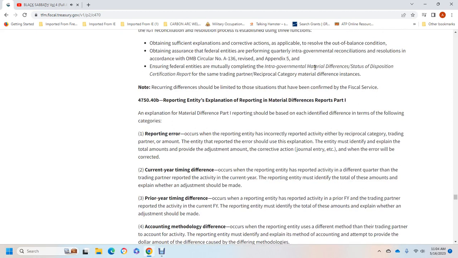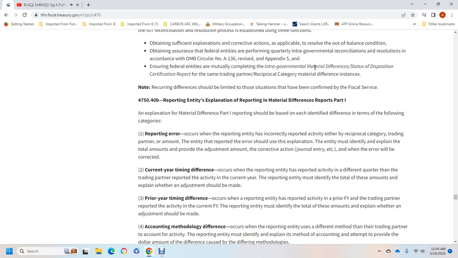Alright, 4750.40B, reporting entity explanation for material difference reports. Part 1, explanation of the material difference. The reporting should be based on each of the identified differences determined in the following categories. 1, reporting error: occurs when the reporting entity incorrectly reported activity, either the reciprocal category or the trading partner amount. The entity that reported the error must identify and explain the total amount, provide the adjustment amount, corrective action, journal entry, etc., and when the errors will be corrected.